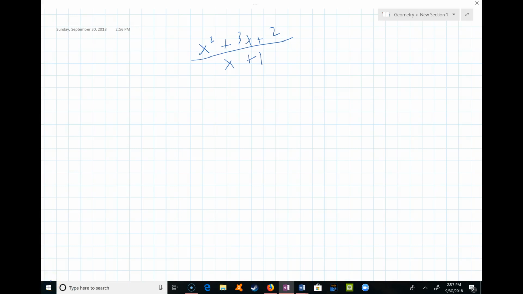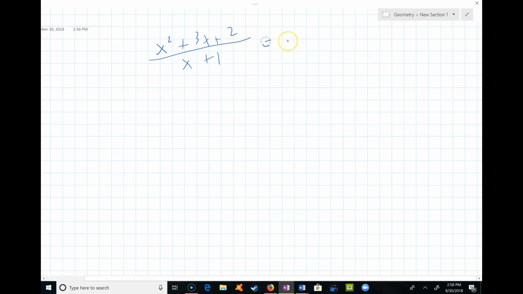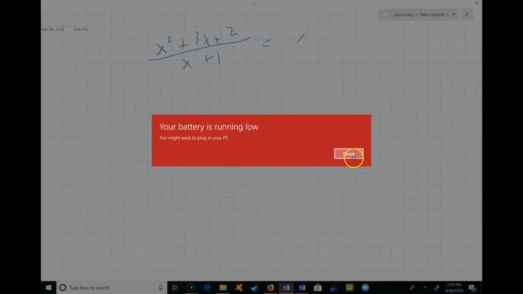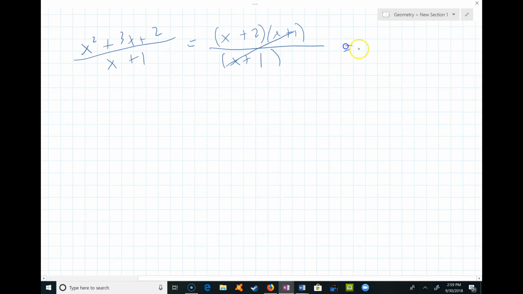Alright, this is a quick video on polynomial long division. So if we have a problem like this where it says x squared plus 3x plus 2 divided by x plus 1, the first thing we might normally do here is factor the top. X plus 2 times x plus 1, and x plus 1. And then we notice that x plus 1 is a factor of the top and the bottom. We'd be able to just cancel out the x plus 1s, and that would leave us with x plus 2.